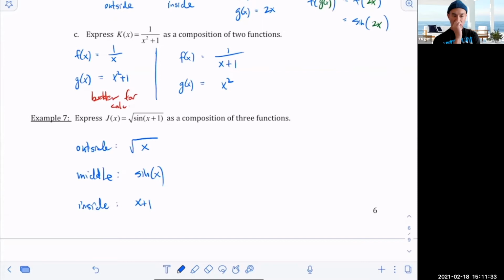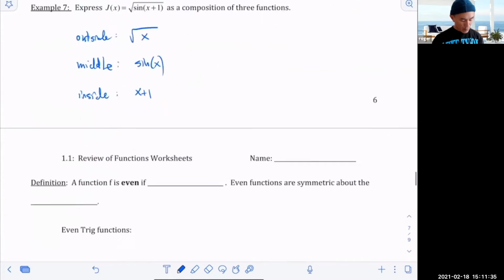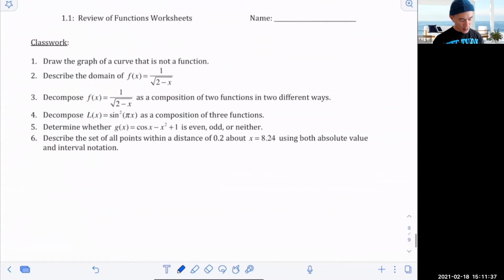Any questions? Why don't we skip ahead to this classwork over here?